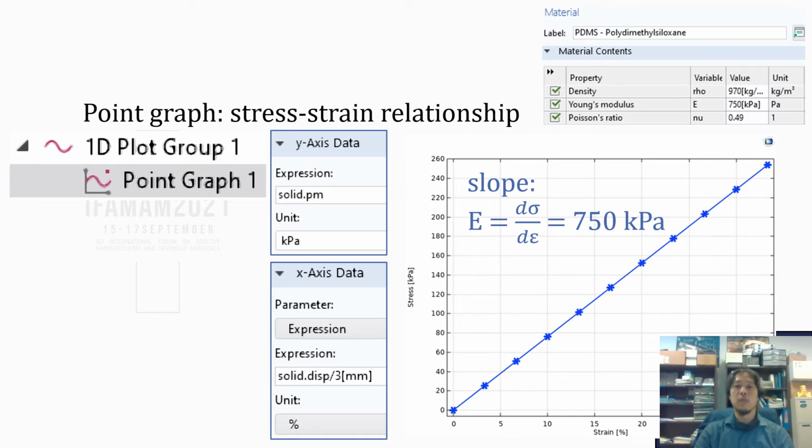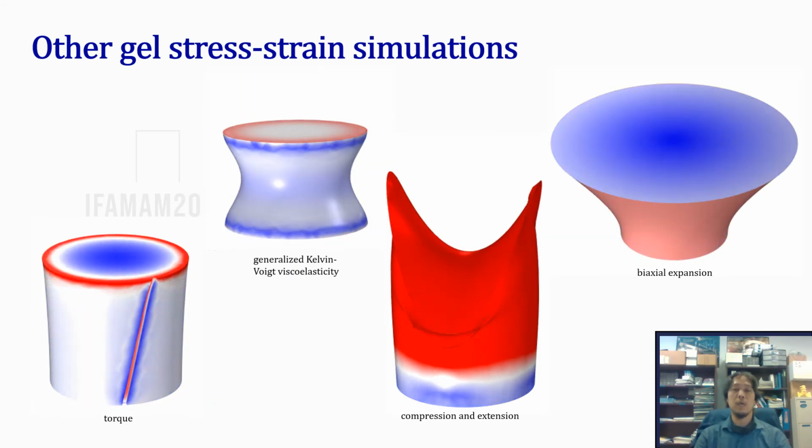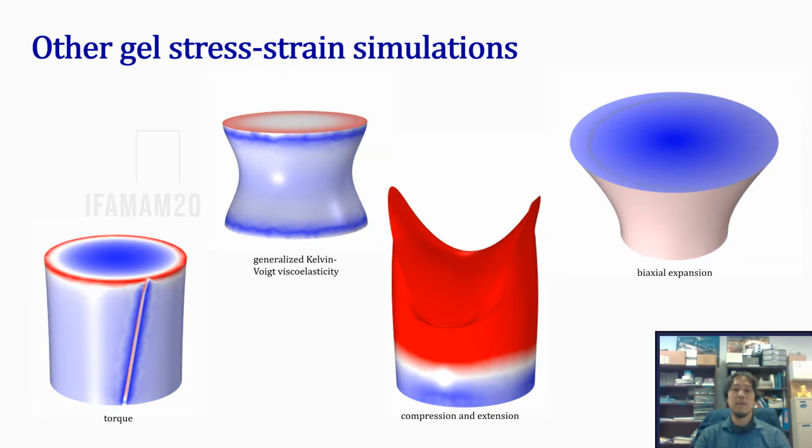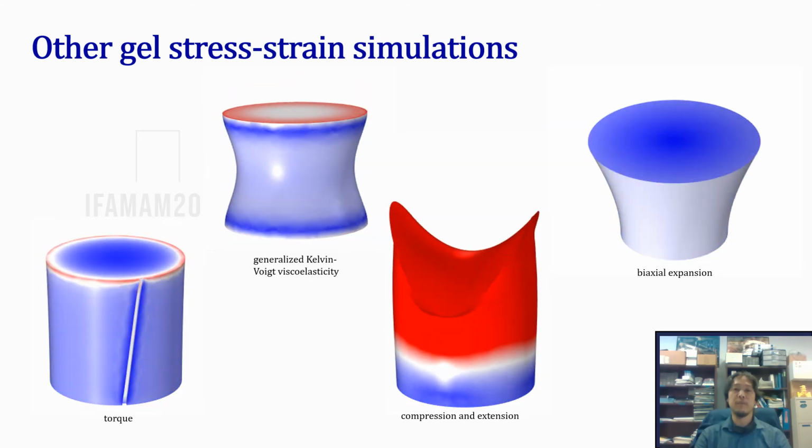The stress-strain relationship is shown to be linear, and the slope was computed to be 750 kilopascals, which matches exactly the elastic modulus of the PDMS material that's used for the gel. Other simulation outcomes are shown here. By varying the applied force vectors, gels will deform differently.